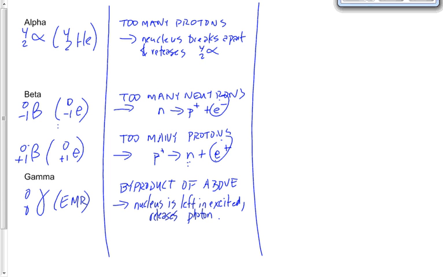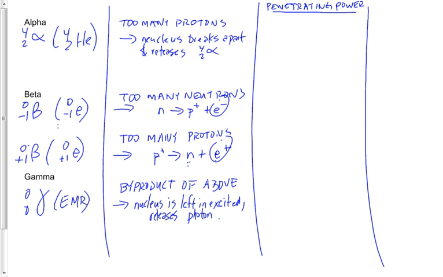We're talking about two properties of each of these types of ionizing radiation. First one we're going to talk about is the penetrating power. What that means is the ability of these types of ionizing radiation to go through matter. The penetrating power, again, is the ability to penetrate matter. They have varying degrees of penetrating power.